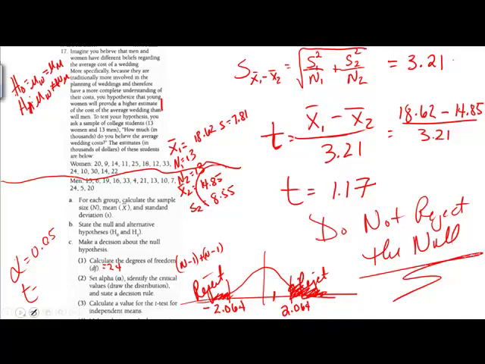Let's go on to 19. For each of the following, calculate the standard error of the difference. Be sure to use the formula for unequal sample sizes. This is that ugly, ugly one that I showed you in class. It's not difficult. It's just not particularly attractive.